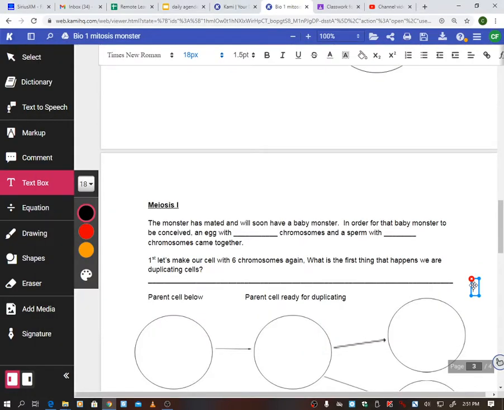Okay, so we are going to start then. We did mitosis, which is PMAT: prophase, metaphase, anaphase, telophase.